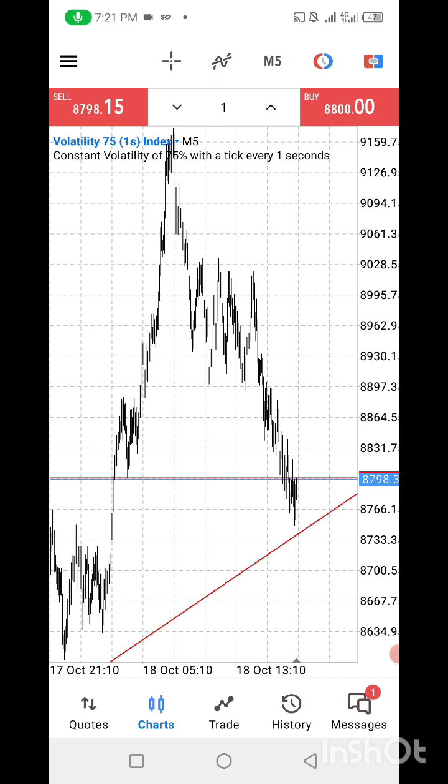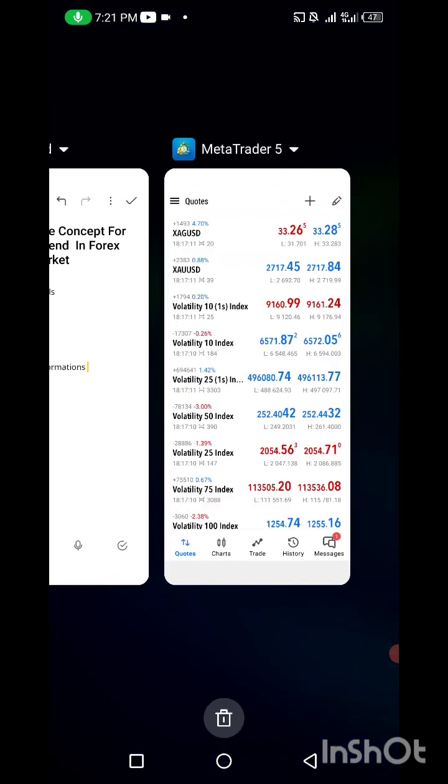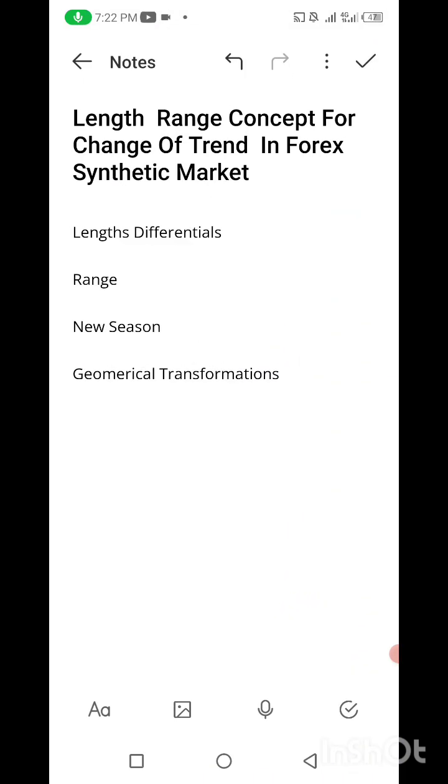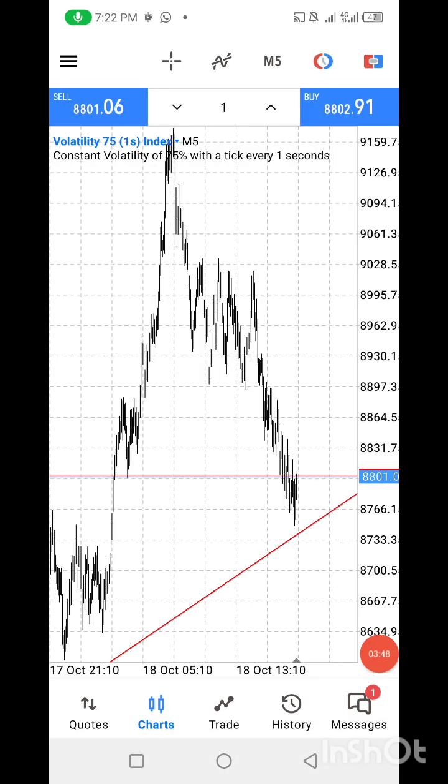So with the top-down analysis plus structural analysis and then plain analysis, you can be able to detect where there are probabilities of trend change, and then we deploy the subtopics in order to get the final result. Okay, so remember the topic we're discussing: length range concept for change of trend in Forex synthetic market. Okay, this is very important.